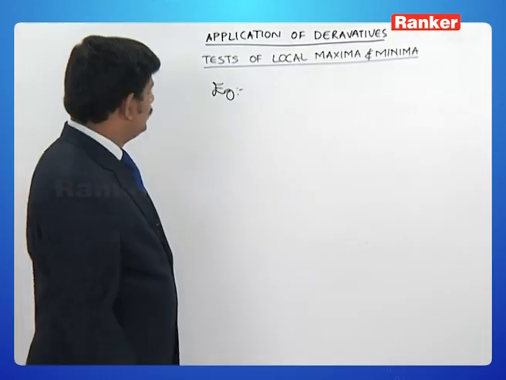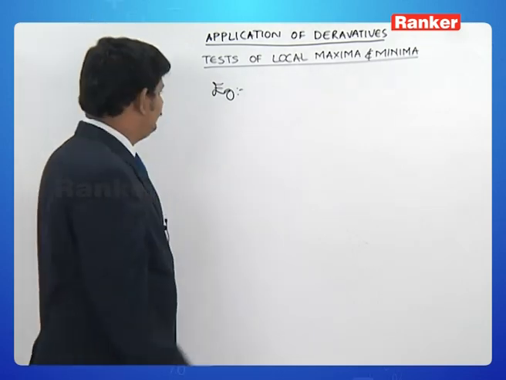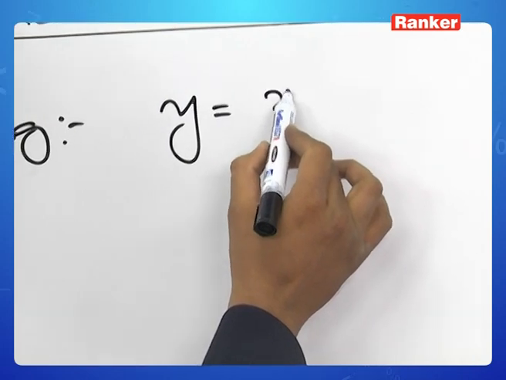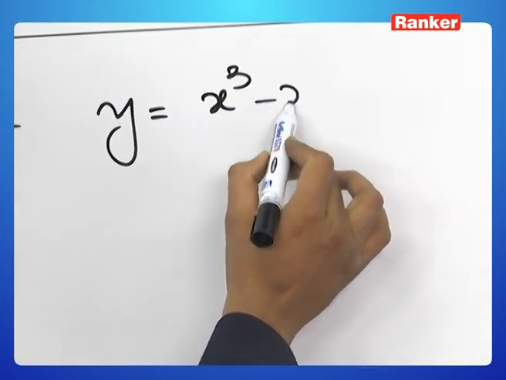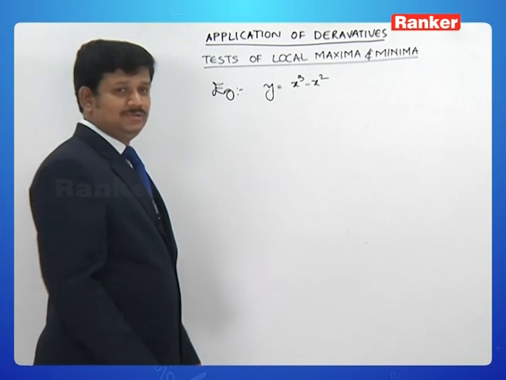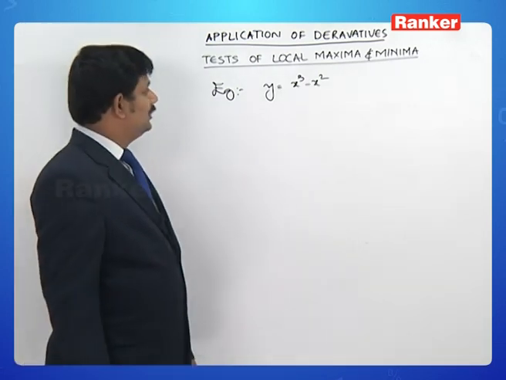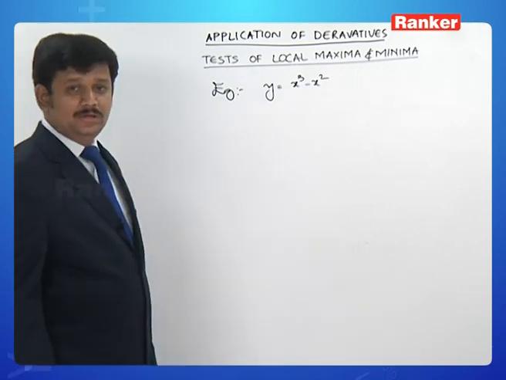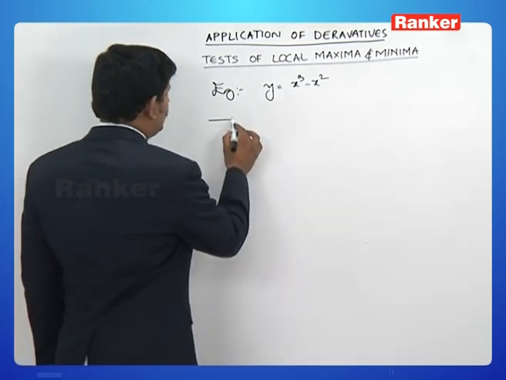Find all the points of local maxima and local minima for the curve y is equal to x cube minus x square. So, to find the points of local maxima and local minima, we need to find all critical points.